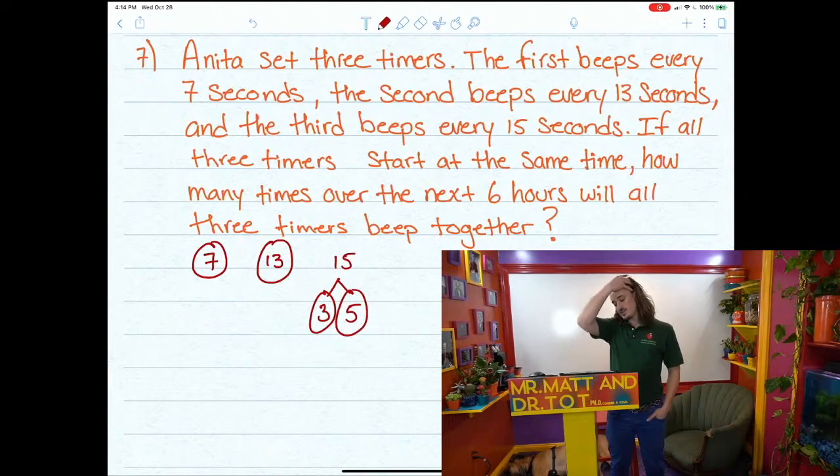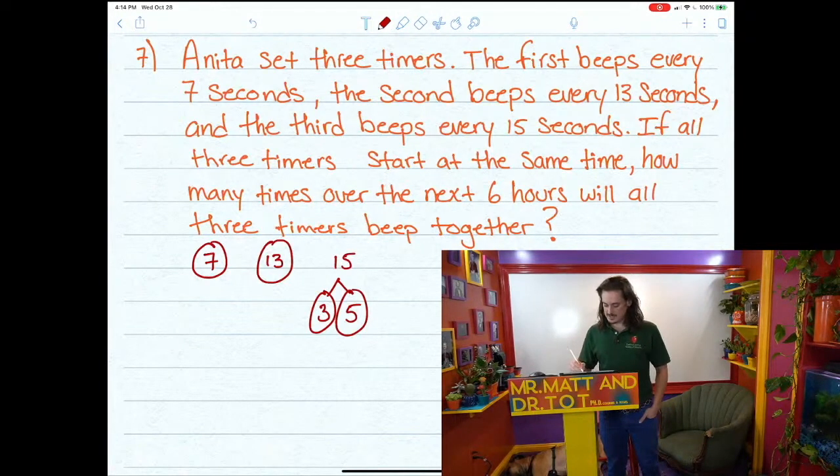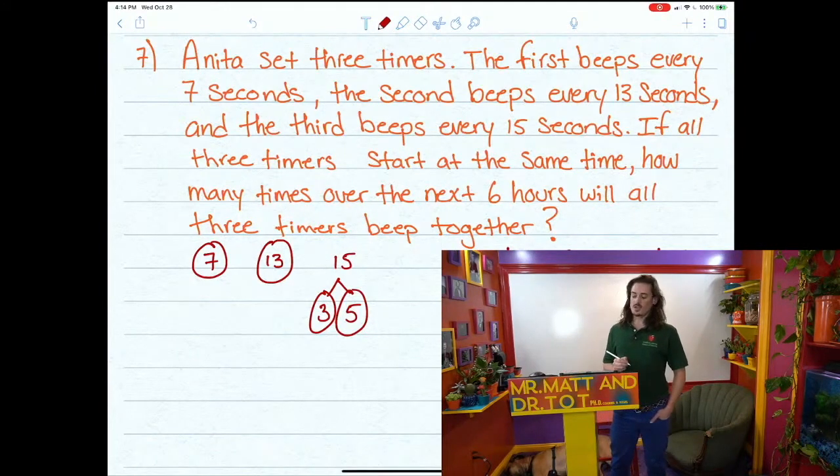So when this happens, when the values don't share any factors in common, the LCM is literally going to be the product of the values themselves. So we would take 1, 7, 1, 13, 1, 5, and 1, 3, which is the same thing as just taking 7 times 13 times 15. And so that means that the LCM here is equal to 1,365. So what does that mean?